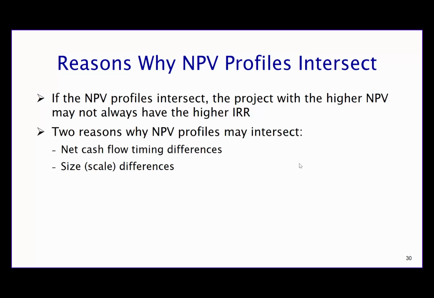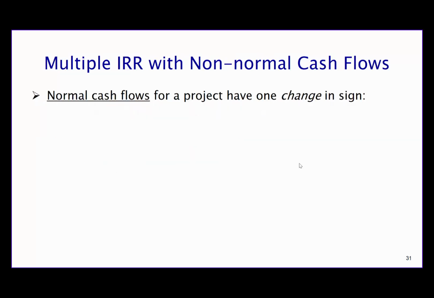And it's not very common at all for mutually exclusive projects to have two alternatives where the scale of the project is so different. But it could make an intersection occur. Okay, so we've talked about the first reason why the NPV is superior, and that is NPV can be used to rank mutually exclusive projects. IRR should not be relied on.